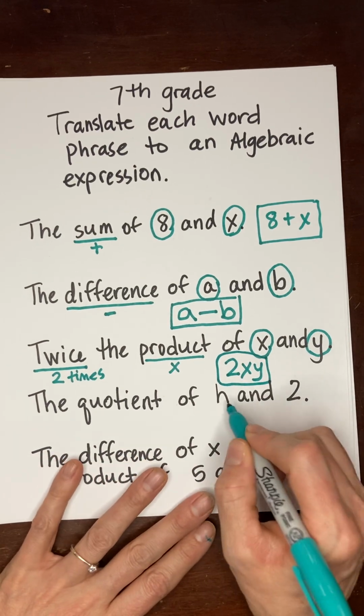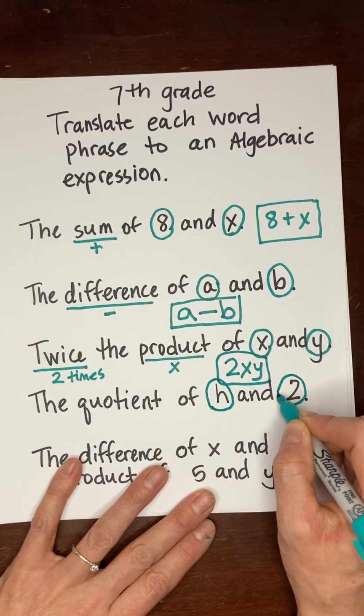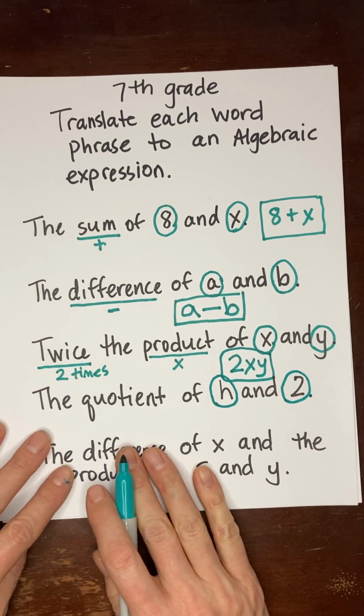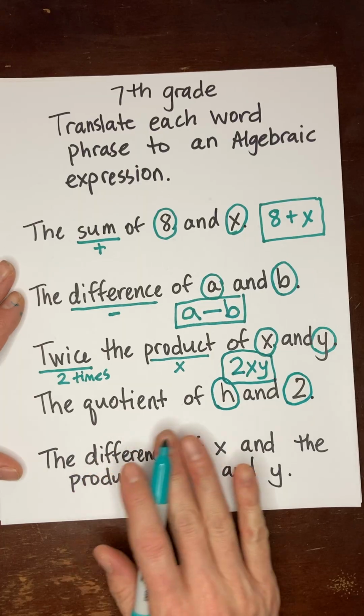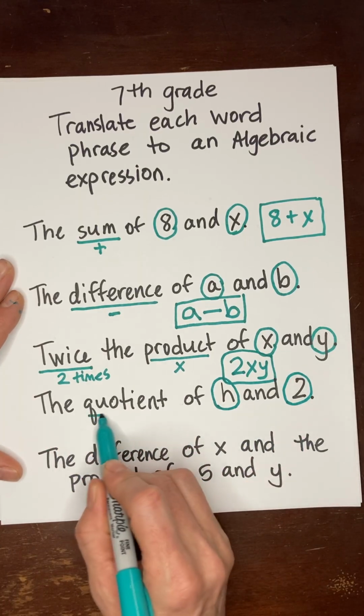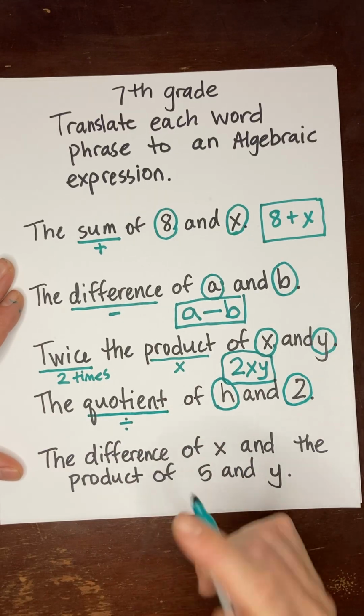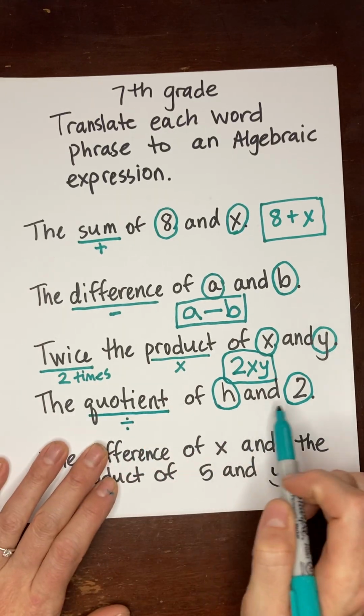I want to look for numbers and variables. So I see an H and a 2. I'm going to circle them. Now I want to look for any keywords that mean something to do with math operations. The quotient of H and 2. So quotient, there's a math word. That means that we're going to divide. So, the quotient of H and 2.